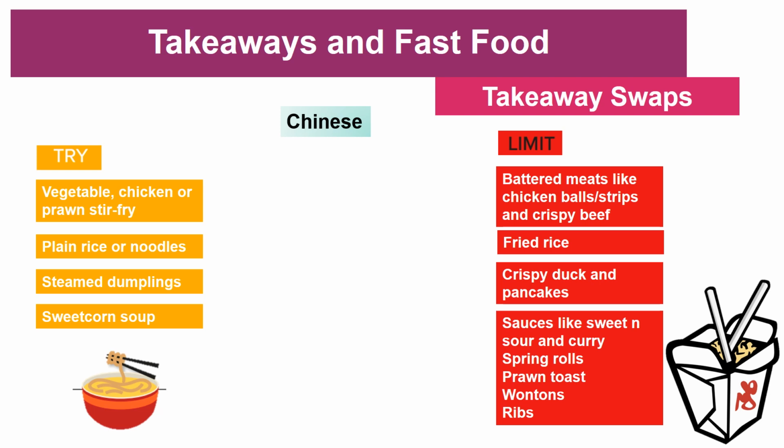We recommend limiting how often you get items such as battered meats like chicken balls or strips and crispy beef, and also try to reduce how often you get things like fried rice, crispy duck and extras like sweet and sour curry sauce, spring rolls, prawn toast, wontons and ribs. So who is going to have a stir fry when they next get a Chinese? Well, have a think, and can you think of any other healthier options?